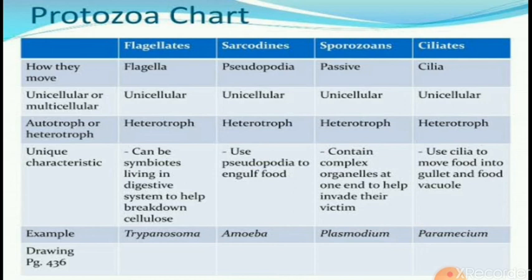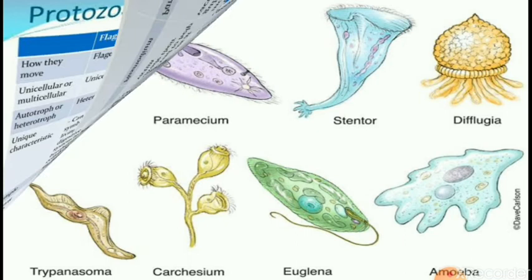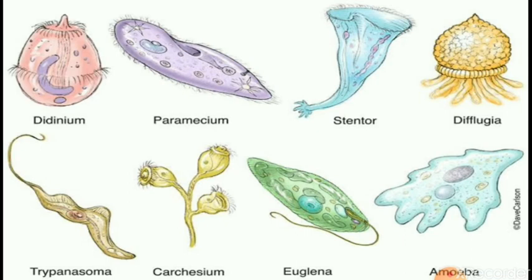The examples of these categories are Trypanosoma of flagellata, Amoeba of sarcodina, Plasmodium of sporozoa, and Paramecium of ciliates. These are some examples of protozoans.